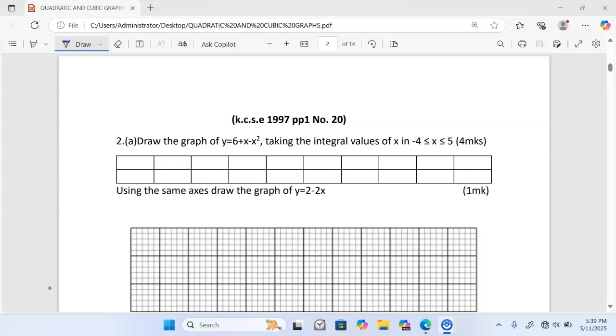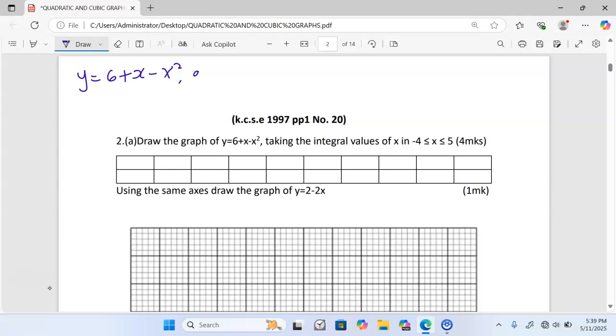And as always, remember quadratic graphs are U-shaped. That means this particular curve is going to turn at a point. And I always begin by showing the point at which the curve is going to turn. We have been given the function y is equal to 6 plus x minus x squared. We can either reorganize or just use it the way it is.